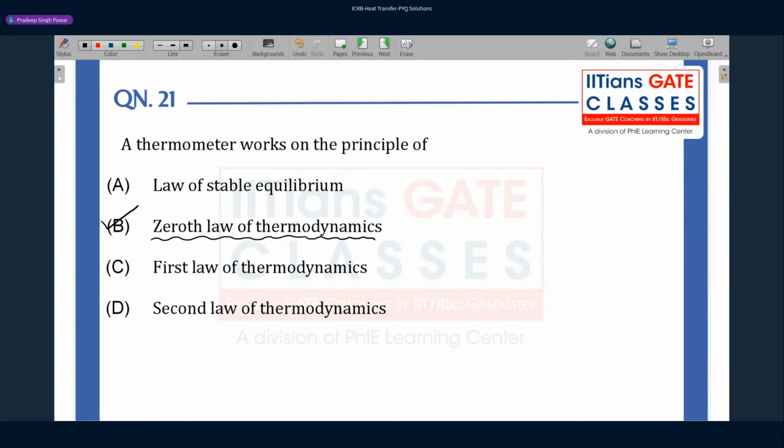The first law is concerned with the law of conservation of energy. The second law of thermodynamics is what? For a thermodynamic cycle, the Kelvin-Planck statement and the Clausius statement. And the second law of thermodynamics gives the concept of entropy. The zeroth law gives the concept of temperature, and the thermometer works on the zeroth law of thermodynamics. Let's go to the next problem.